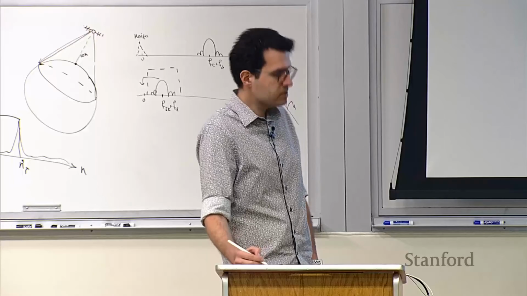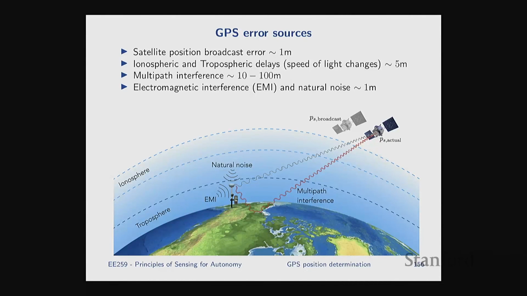Okay, almost done with the GPS. There's just a final closing remarks I want to make. So one is about the error sources of the GPS. GPS is very error prone, as all of us know from experience. And the main sources of error, one is the satellite position broadcast error. So the ephemeris messages that come, they're not perfect, right? So there could be up to a 1 meter inaccuracy in the broadcasted position of the satellite versus the actual position. So that's one. The other one is atmospheric delay.